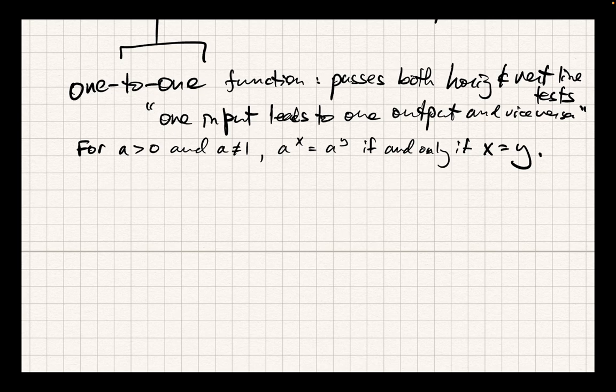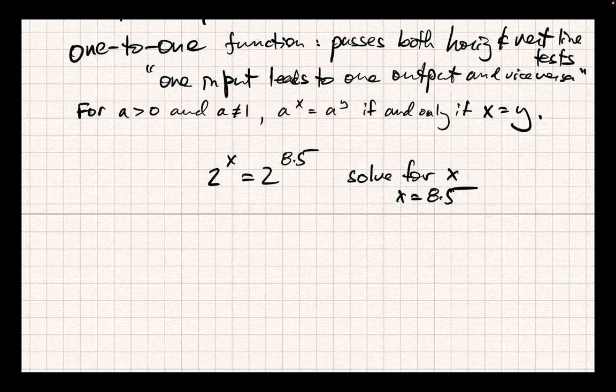So if I have 2 to the x equals 2 to the 8.5, and I say solve for x, what's x? 8.5. By what principle? The one-to-one function. One to one? Okay.